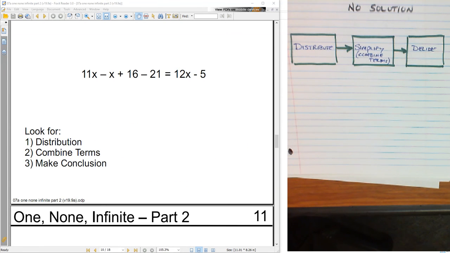All right, no distribution, but I can simplify this down. That's going to become 10x. 16 minus 21 is negative 5 equals 12x minus 5. Well, right here, 12 and 10 are different, which means there's one solution.